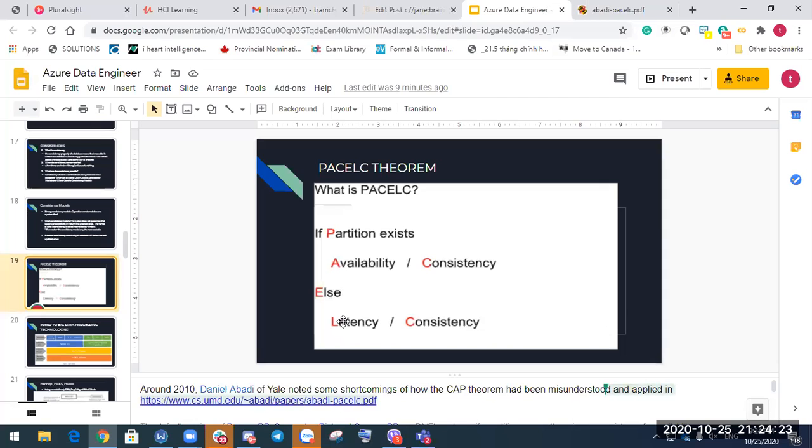So when you read the matrix that mentions the PACELC theorem, and you see people say this model is PA/EL, let me write it out for you.